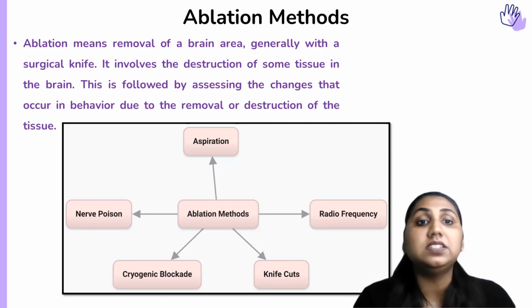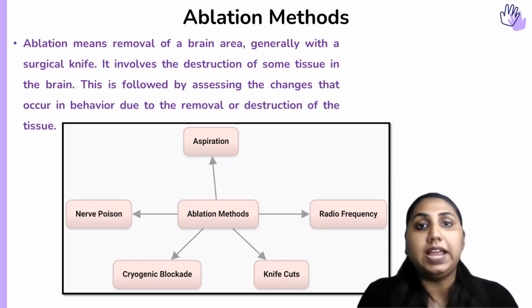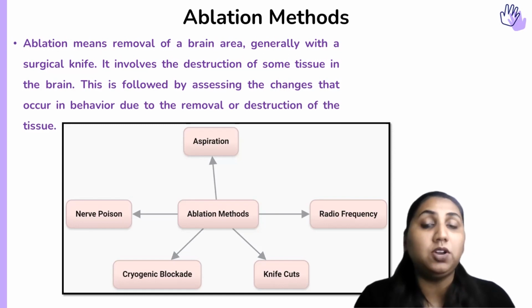So ablation means removing a brain area through a surgical knife and destroying some tissue of the brain. This follows the reverse method of research where you try to affect a part of the brain and see what function is being impaired or what behavioral change is happening. This is followed by assessing the changes which occur in the behavior because of the removal or destruction of the tissue.